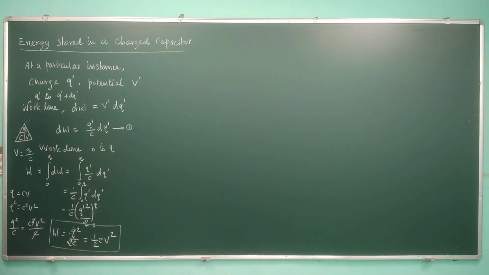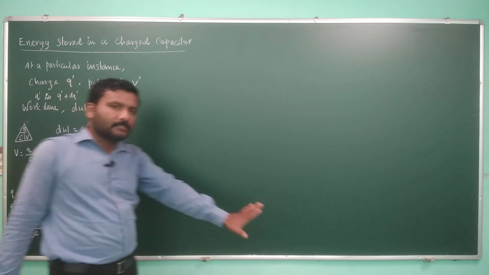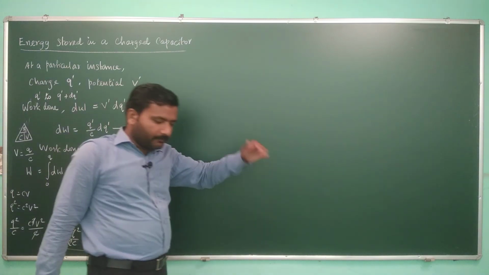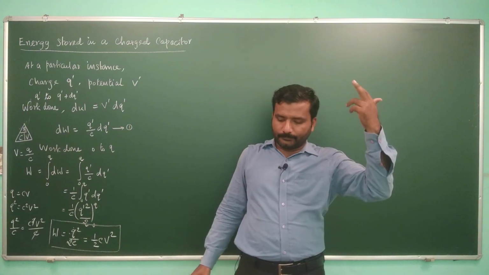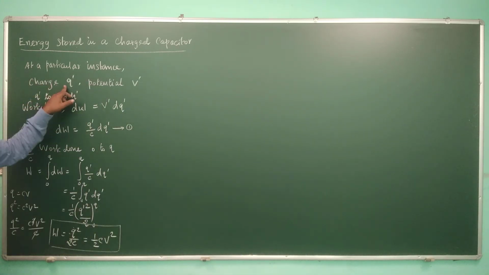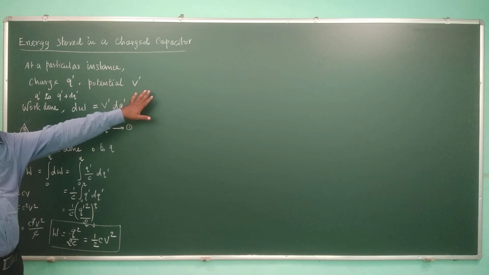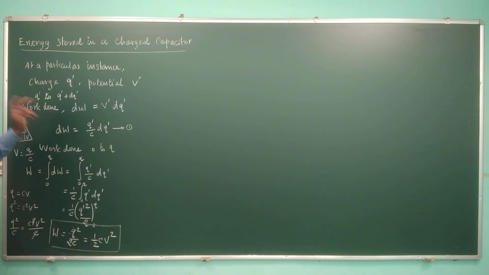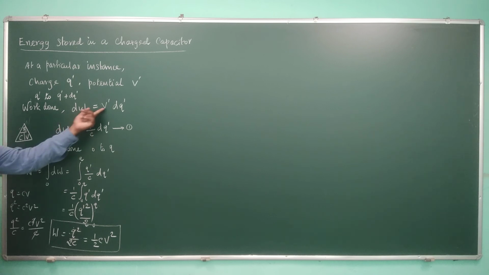What we have done: we started with a capacitor which has the charge 0, and we are increasing from 0 to Q. At any instant of time, we assume that the charge is Q prime and the potential is V prime. Now, increasing the charge by dQ prime, the work done is dW, which is equal to V prime dQ prime. This is for a small change in the charge.